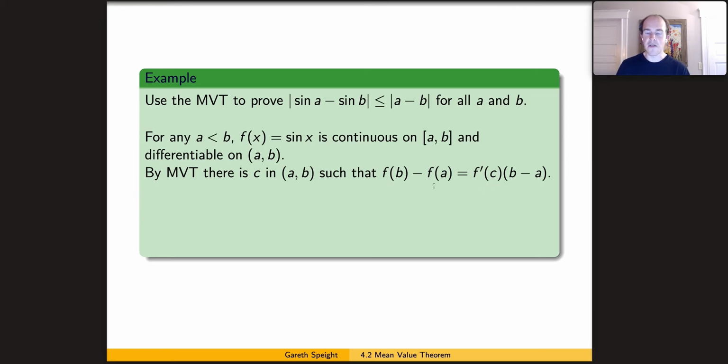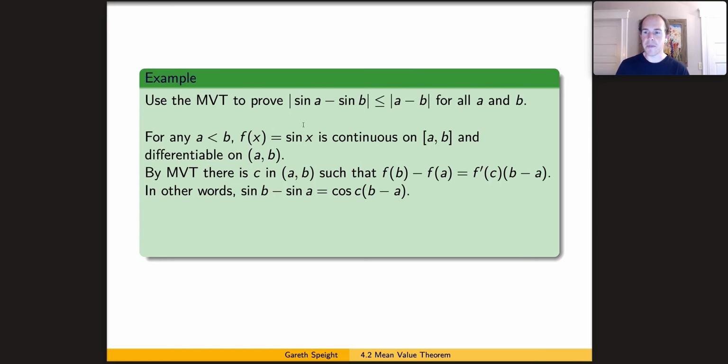But this is just writing the definition. What does that mean for our function? Our function is sine x, so I'm going to get sine of B minus sine of A. And the derivative is cosine x, so I'm going to get cosine of C times B minus A. So just writing the same thing out, but with our particular function sine x, we get this equation.